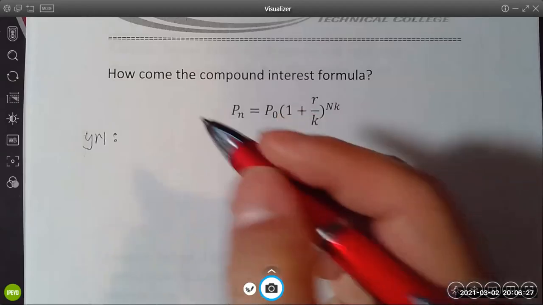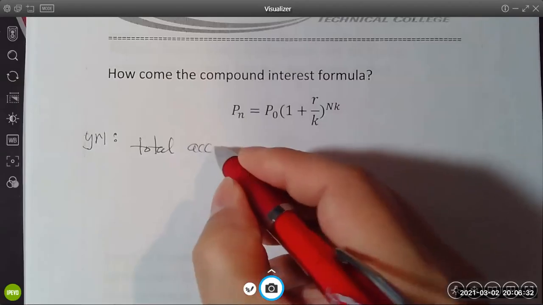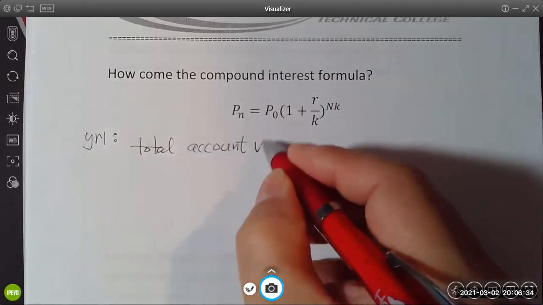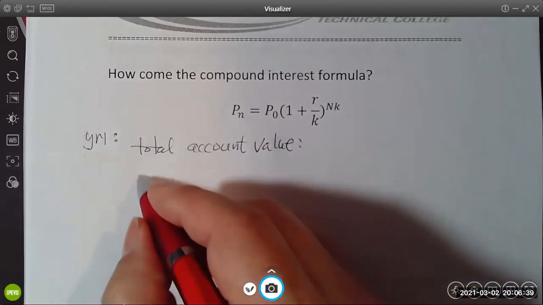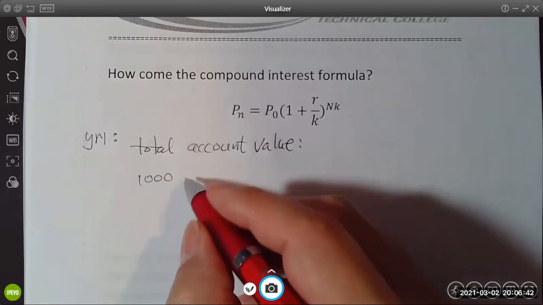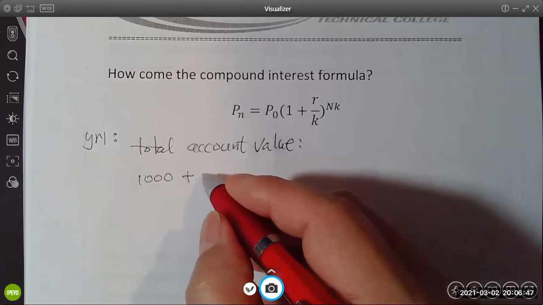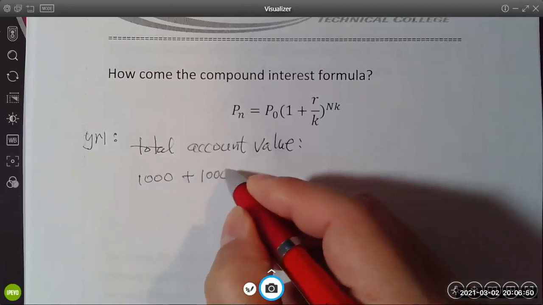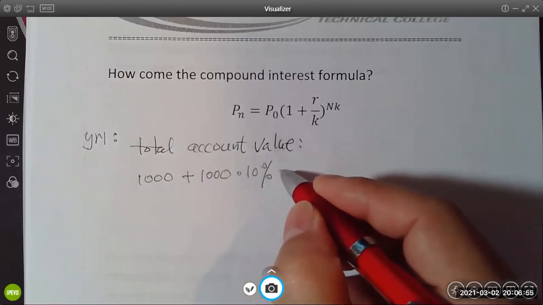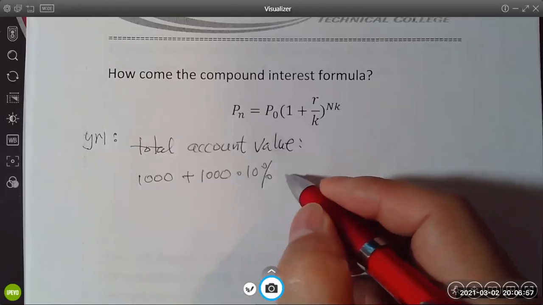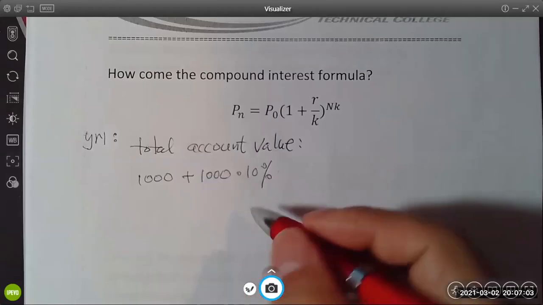So in year 1, the total account value can be written as initial value, which is $1,000, plus interest, right? How do we calculate interest? I equals PRT. So P is 1,000 principal, interest rate is 10%, T is 1. So we don't have to write 1 here because when you multiply by 1, it doesn't make any difference. So this is the total account value at the end of the first year.